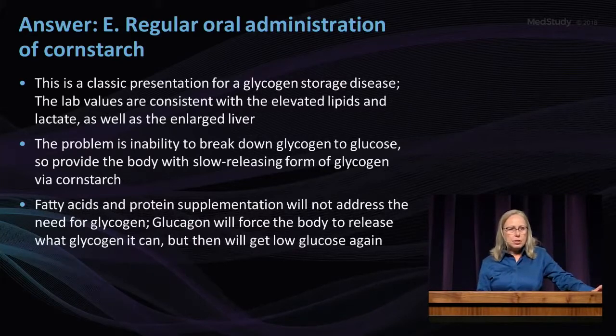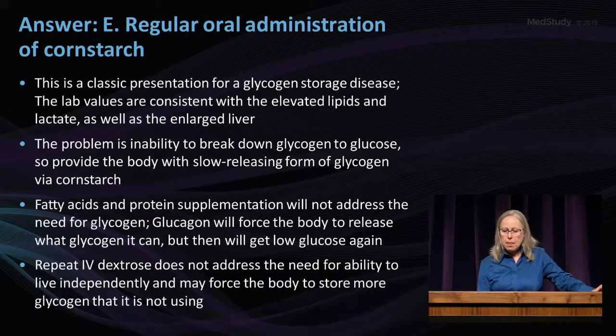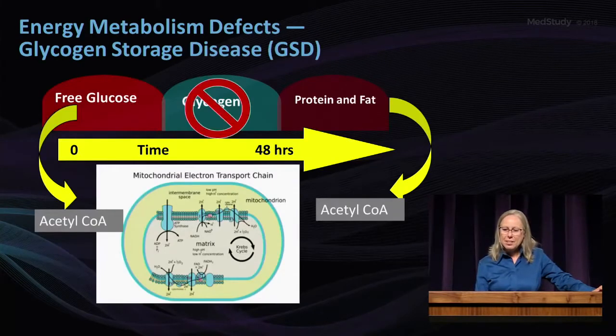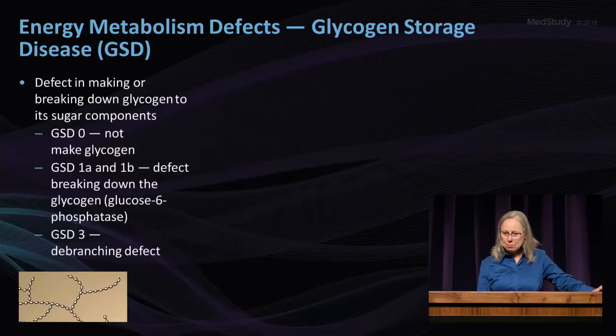Glucagon, we want it to release the sugar from the liver, but if you can't, the glucagon won't work. And IV dextrose is nice, but you can't go home with it. So you've got to give them something else. All right, so that's a glycogen storage disease.